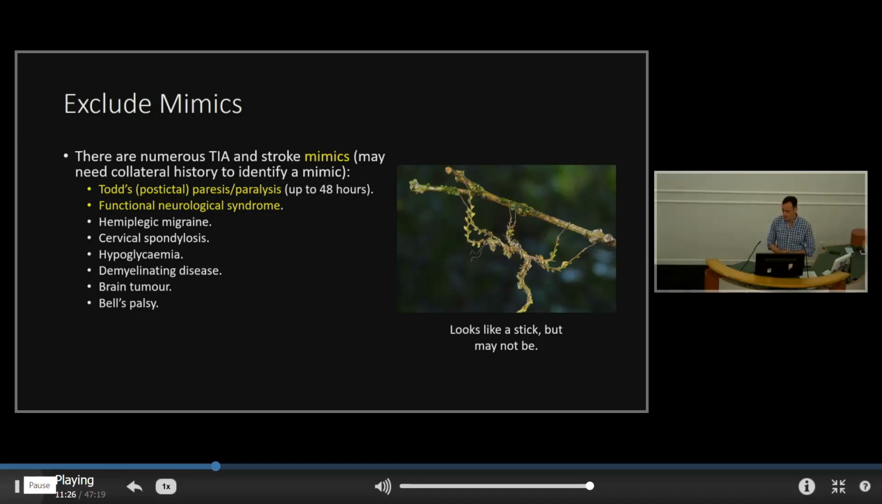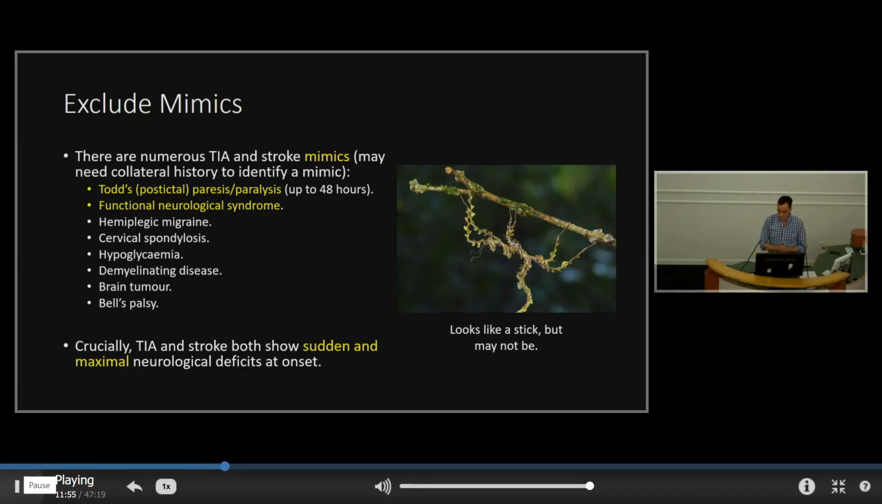And I do also, as a registrar, it's great being a registrar. You're allowed to be fooled once by everything because, you know, you have a consultant who can take the heat, I guess. Bell's palsy. Bell's palsy doesn't always present in textbook fashion. It can be difficult. So if you miss any of these, don't worry about it. It happens to the best of us, I would say. And just know that there are many different mimics. And before you start going down the TIA stroke pathway, make sure it's a TIA or stroke. So this is very important.